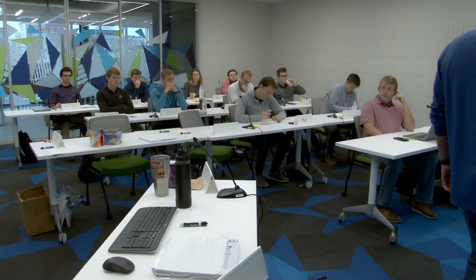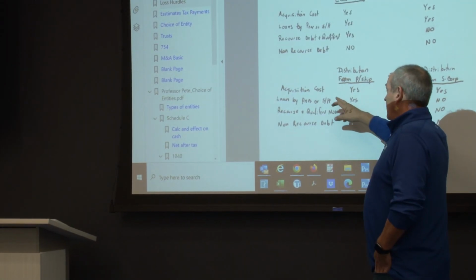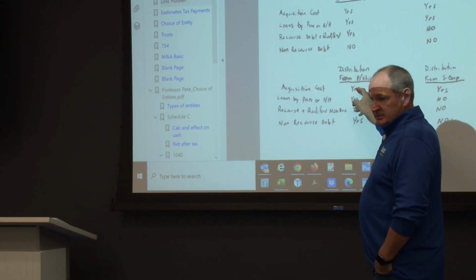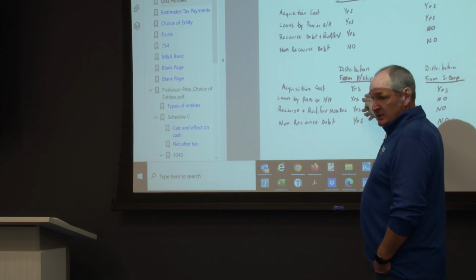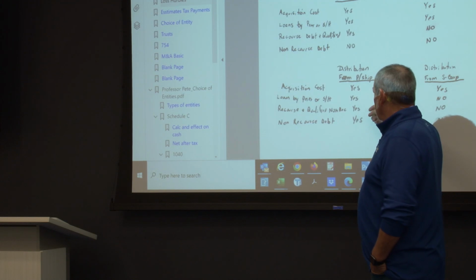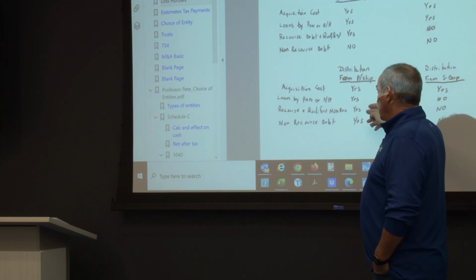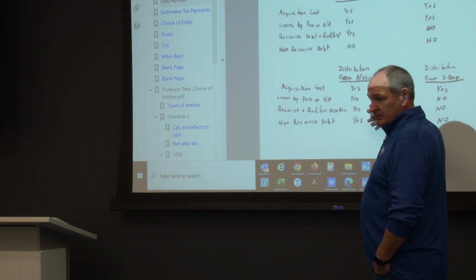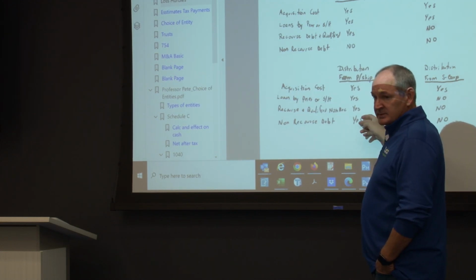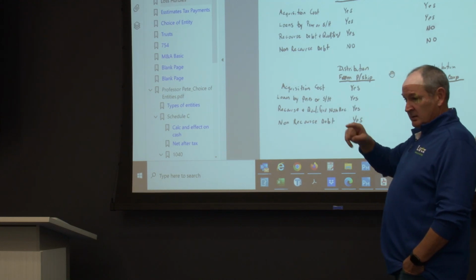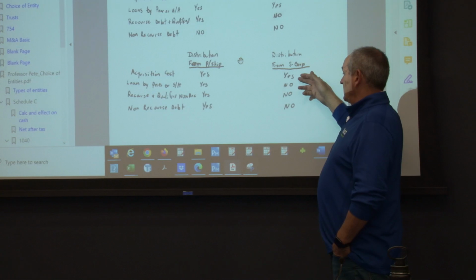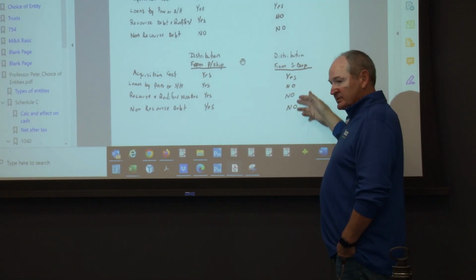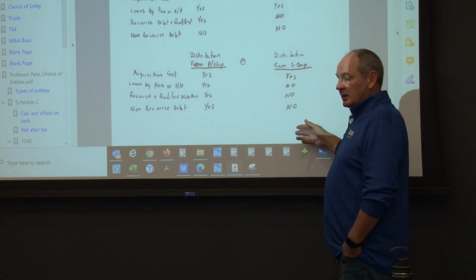So for a distribution from a partnership, acquisition cost counts for distribution purposes. Loan from a partner counts for distribution purposes. Recourse and qualified non-recourse count in a partnership for basis. Non-recourse debt counts in a partnership for basis. Now, let's talk about S corp though. Distribution from an S corp, acquisition cost. The rest are no.